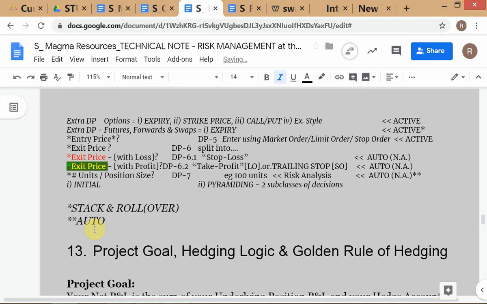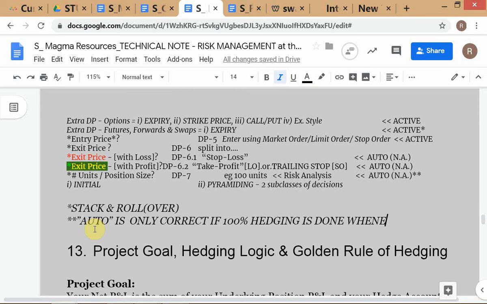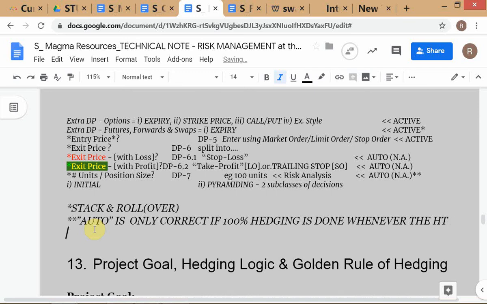Now let me write this. Make sure you understand what I'm writing, okay? Auto is only correct if 100% hedging is done whenever the hedging team, which I'm referring to as HT, decides to hedge. Decides to hedge means this entry price. They take a decision on the entry price, okay? That this is the time to enter.